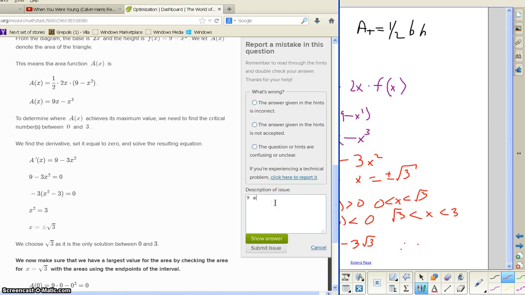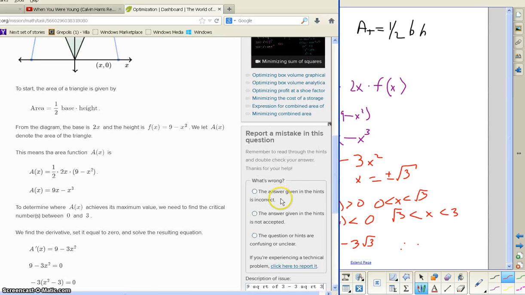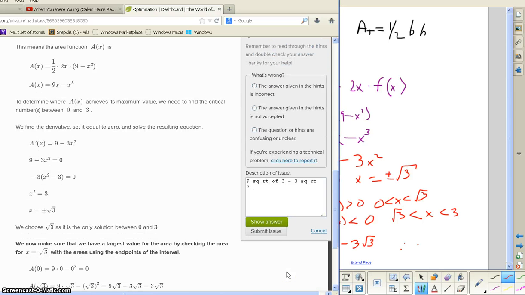9 square root of 3 minus 3 square root of 3 is 6 square root of 3, which is the answer.